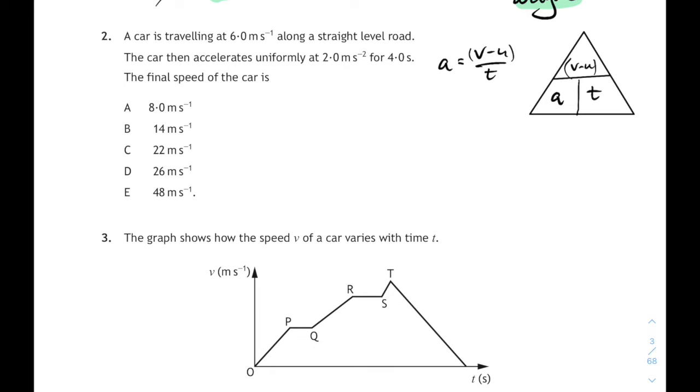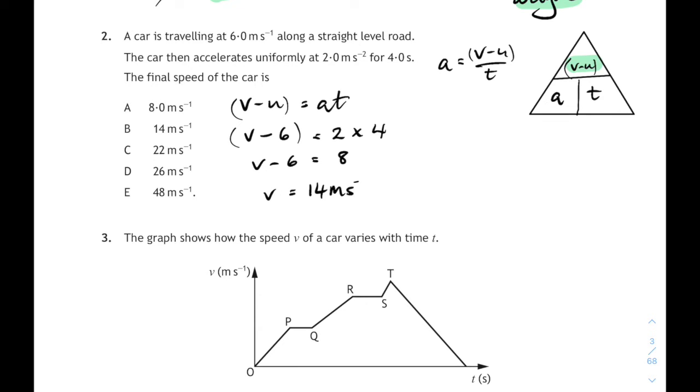Might be useful to put it in a triangle because it's V we're looking for. So V minus U equals A times T. So V minus the starting speed. We're told that the car was travelling at 6 metres per second. That's its initial speed. And that's going to equal the acceleration, which was 2, times the time, which was 4. So V minus 6 equals 8. So V must be 14 metres per second. And that's answer B.